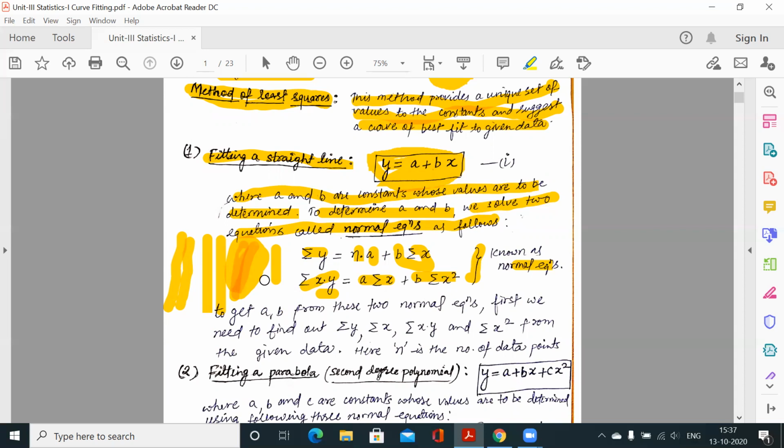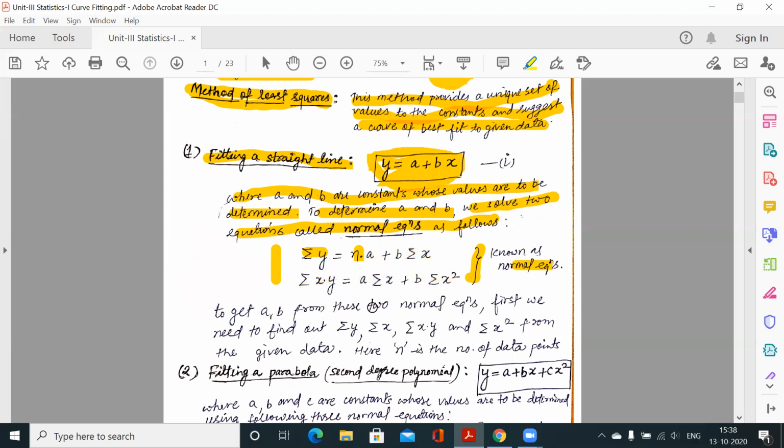For that, we need to calculate another column, that is x square. We have x values, so we can calculate x1 square, x2 square, x3 square. After calculating the squares of each value of x, we find the sum of these values and we get summation x square. So these are constants; now they are numerical values here.